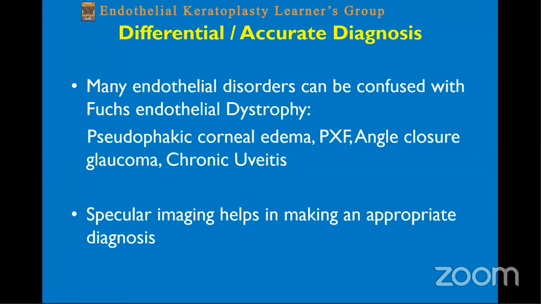Other applications are differential and accurate diagnosis of an endothelial disorder. Now, there are many endothelial disorders which can be confused with Fuchs endothelial dystrophy. Sometimes clear-cut cases of pseudophakic corneal edema get labeled as Fuchs dystrophy, pseudoexfoliation, angle closure glaucoma, chronic uveitis. All these can mimic and can cause corneal decompensation. Specular microscopy will help in making an appropriate diagnosis in these cases.